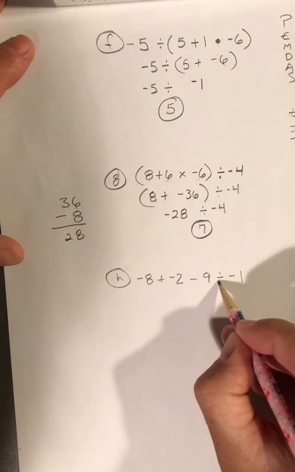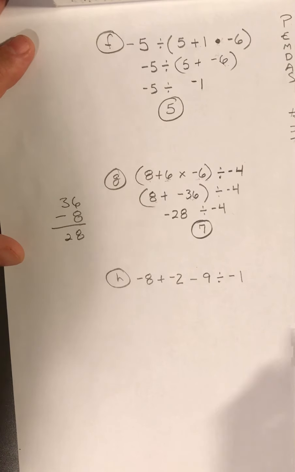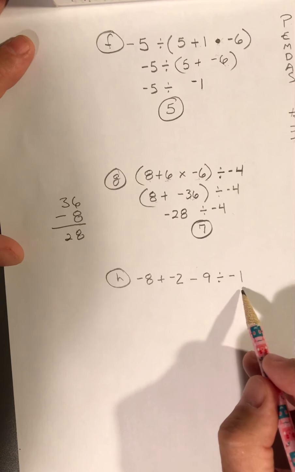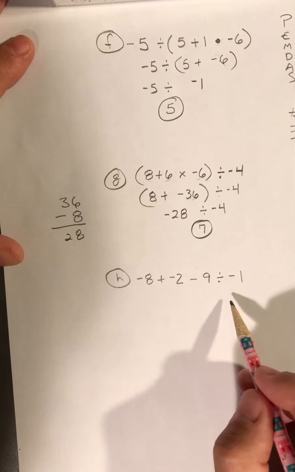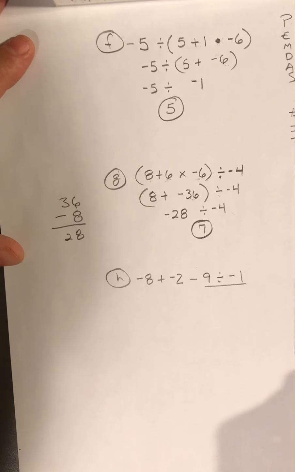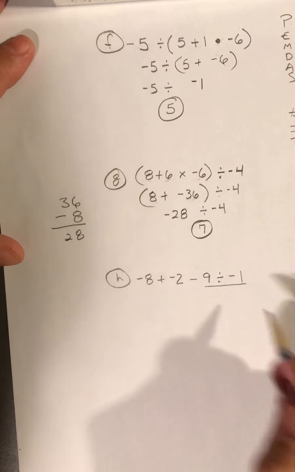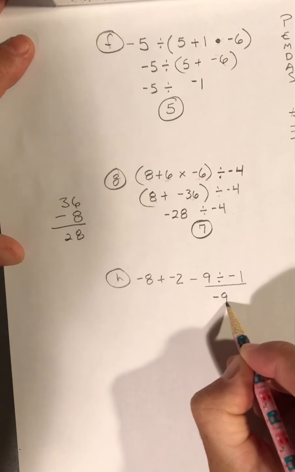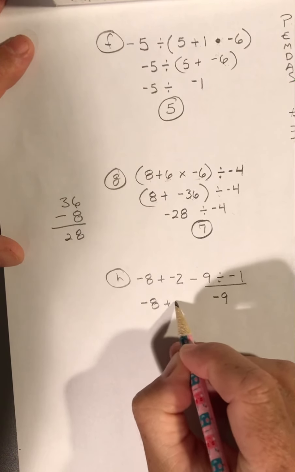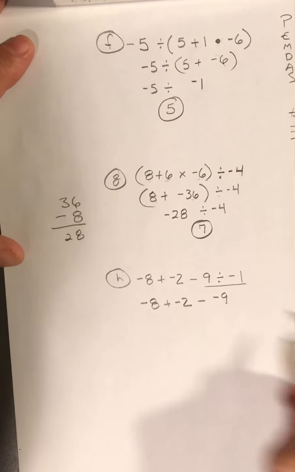All right, and last one down here. I have no parentheses, no exponents, and only one multiplication or division. So I'm going to do that first. So 9 divided by negative 1, a positive divided by a negative is a negative 9, and I'm going to bring everything else down in a nice, orderly fashion.